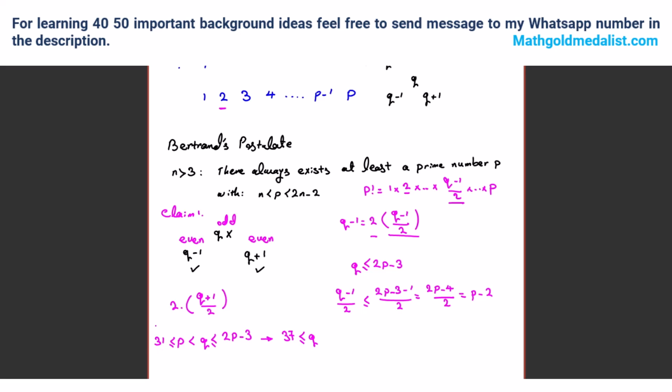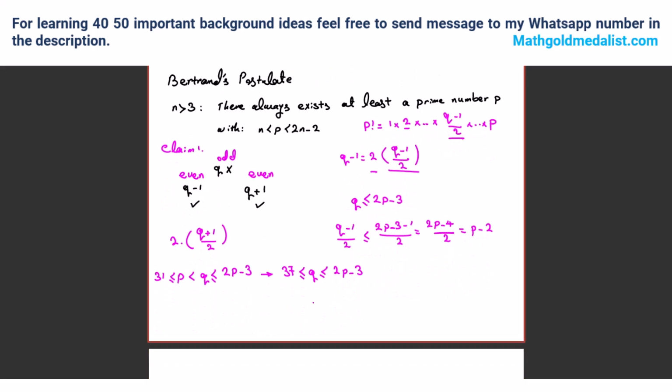If you also check for smaller primes, you can reach the same proof. It is at most 2p minus 3. So we can say (q plus 1) over 2 is at least 38 over 2, which is 19, and at most (2p minus 3 plus 1) over 2, that is (2p minus 2) over 2, which is p minus 1, so that's good. We have this, okay? So we have q plus 1 as an even number.